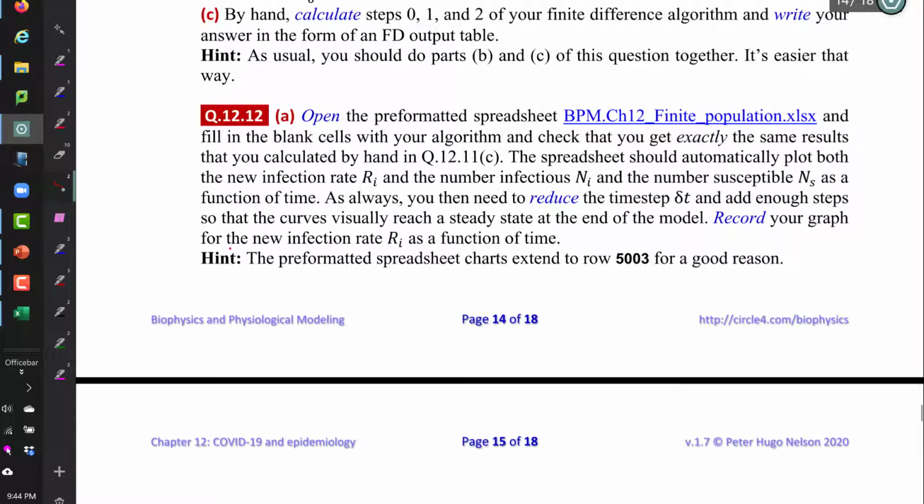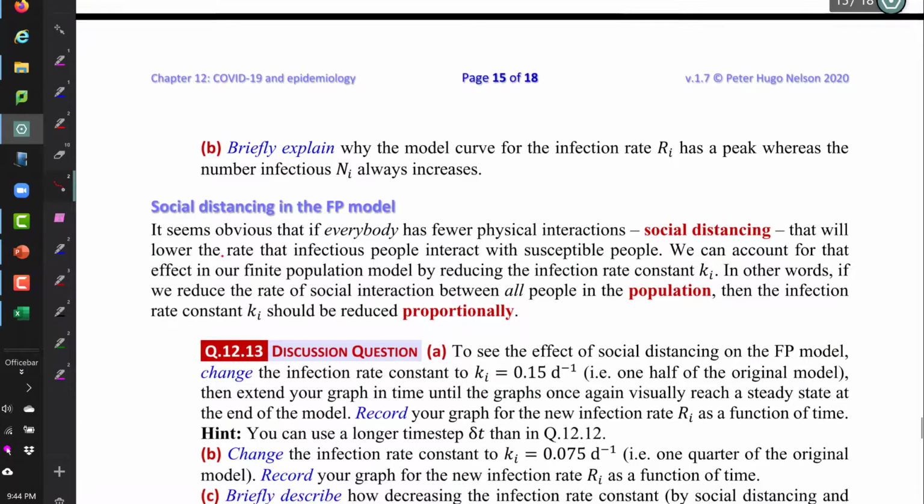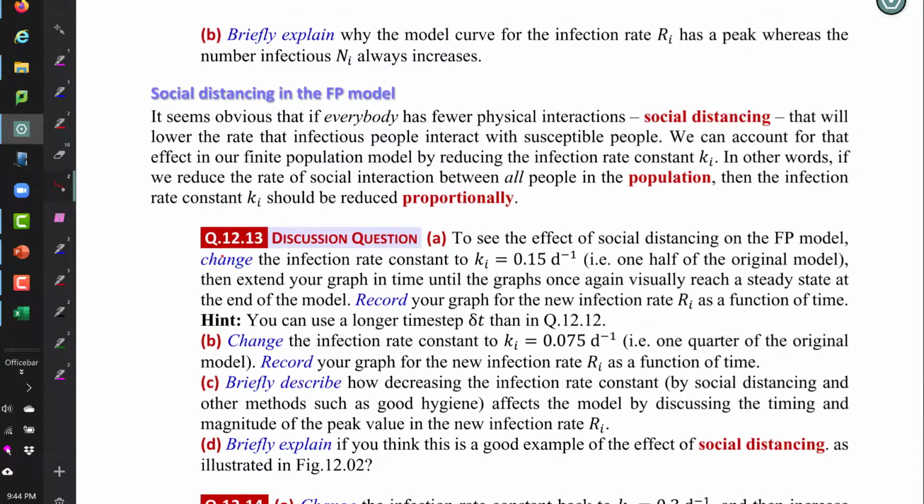So there you go. Oh, and the hint, I kind of buried the hint. Here it is. It says it goes out to 5003 for a good reason. So that was my hint about maybe you want to use 5003 steps.